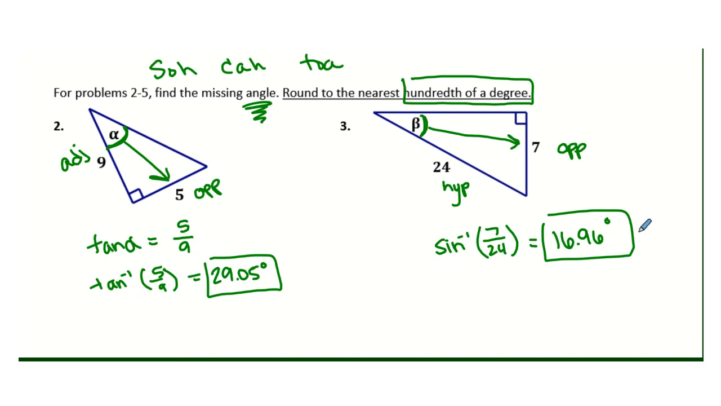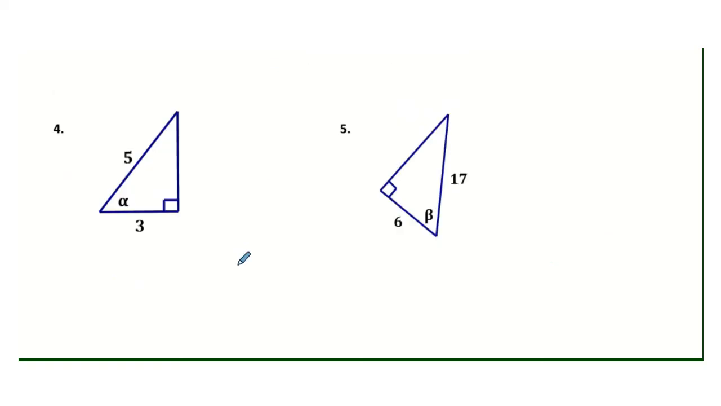Go ahead and pause the video and do 4 and 5. On number 4, this is my angle alpha. Adjacent to alpha is 3, and then the hypotenuse is 5. Adjacent and hypotenuse, well, I'm going to use cosine for that. So I'm going to do the inverse of cosine, adjacent over hypotenuse. And when I do this on my calculator, it gives me the measure of angle alpha. And when you do this, you should get 53.13 degrees.